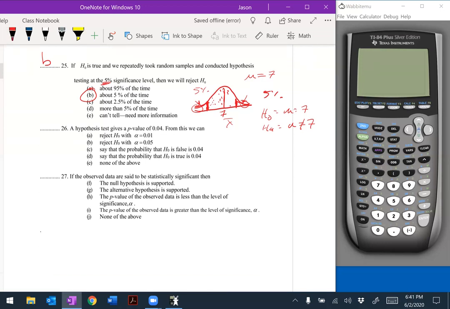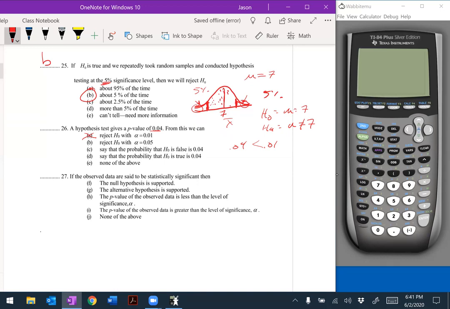A hypothesis test gives a p-value of 0.04. A, reject the null with alpha? The p-value has to be less than alpha to reject the null. So would we reject the null with alpha of 0.01? Well, is 0.04 less than 0.01? No.